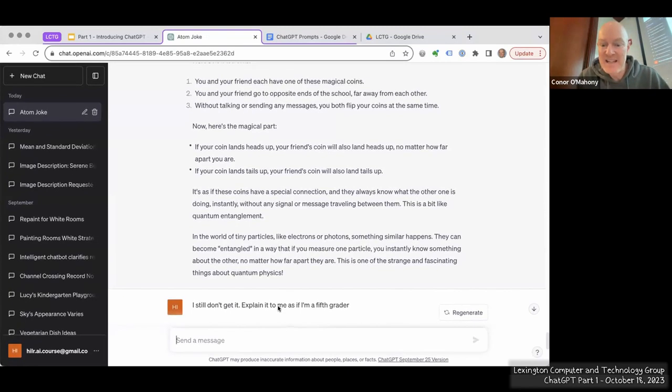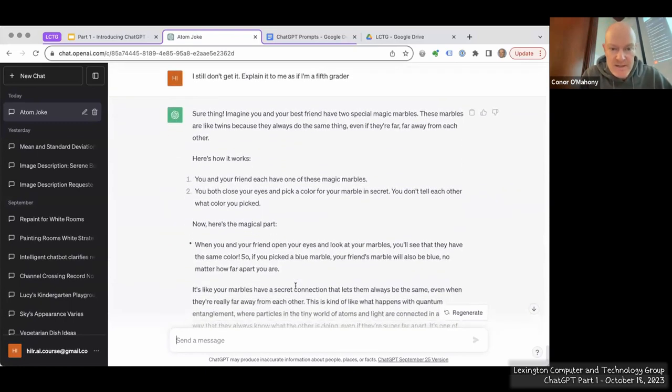Conor, while it's thinking, is this the newest version of ChatGPT, or an older version? This is the version that everybody has access to. So this is 3.5. It's freely available. Right. Okay. I'm wondering if I... Oh, no, here it is.